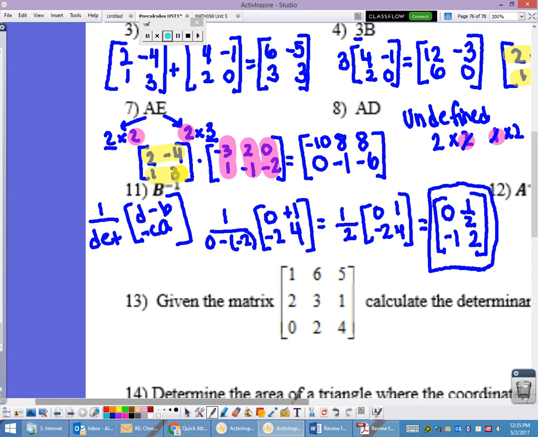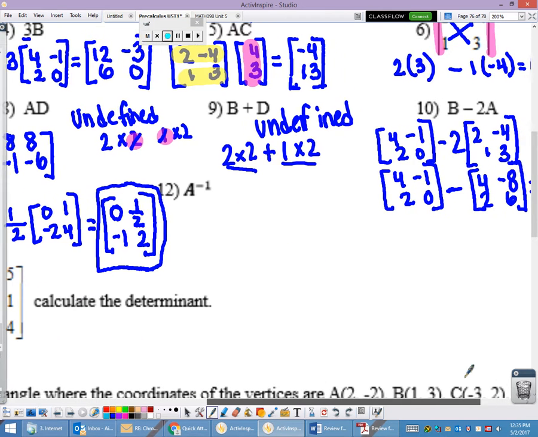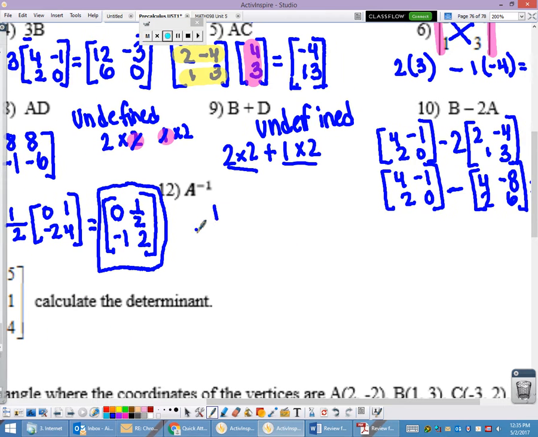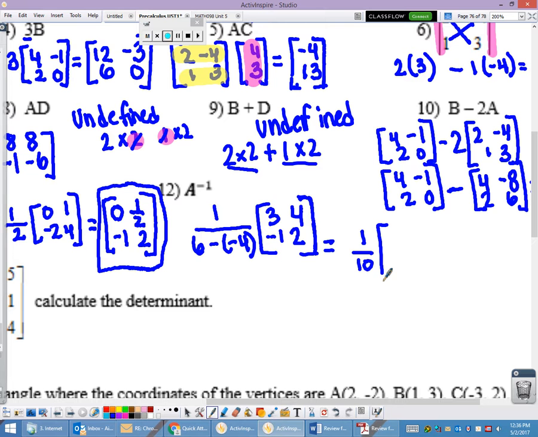Alright, now the inverse matrix for matrix A is again using that same process. So it's going to be 1 over 6 minus negative 4, the determinant of A. I'm going to swap A and D, and then I'm going to negate B and C. And now just multiply. So that's going to be 1/10 times 3, 4, negative 1 and 2.